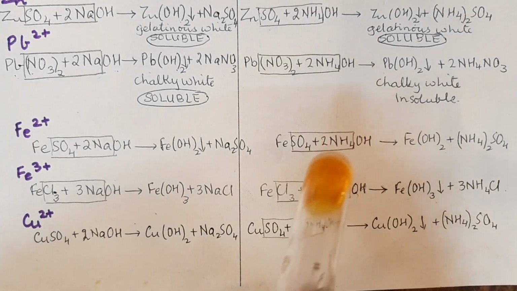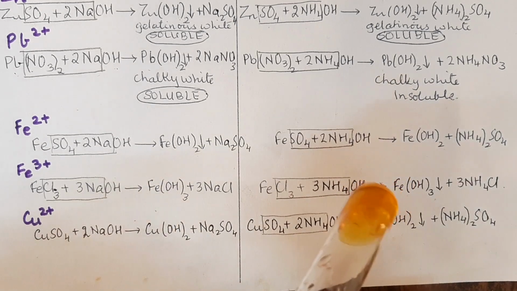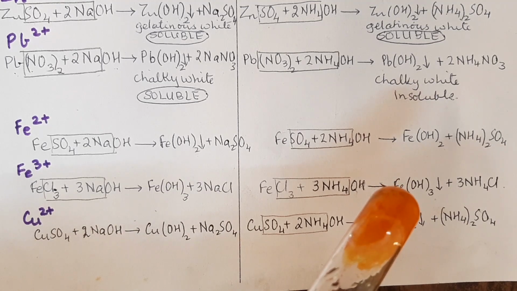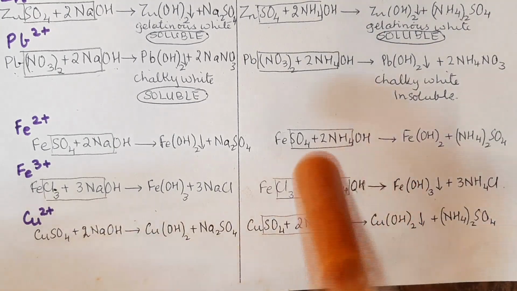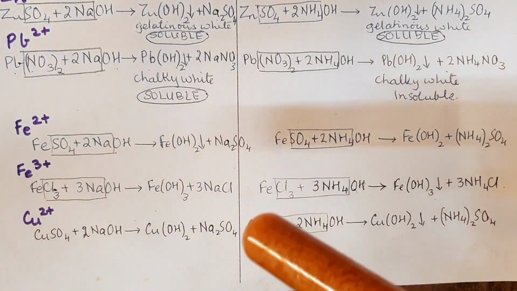So here we have FeCl3 solution, and we are going to add sodium hydroxide first in little quantity and then in excess. You saw that reddish brown precipitate, and now in excess you will see that it is insoluble in excess.